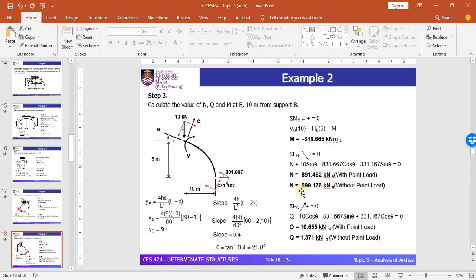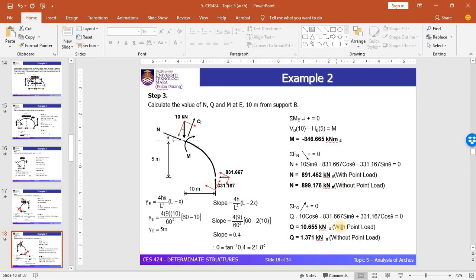This will give you an axial force value equal to 899.176 kN. The difference between with point load and without point load is this 10 kN point load. For with point load, you need to consider this 10 kN in the calculation. Meanwhile, for without point load, you need to remove this 10 kN point load from the calculation. The same thing applies for the radial shear force.